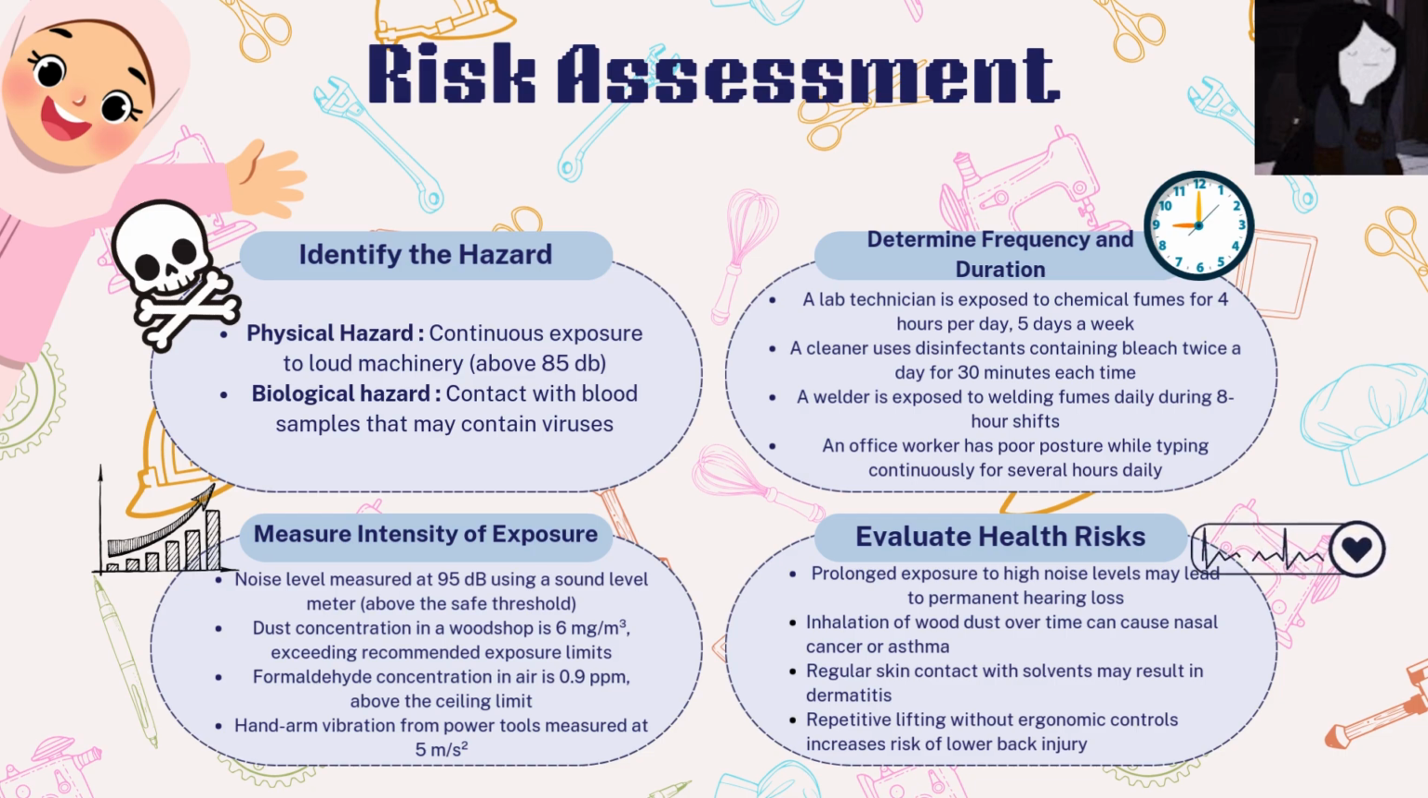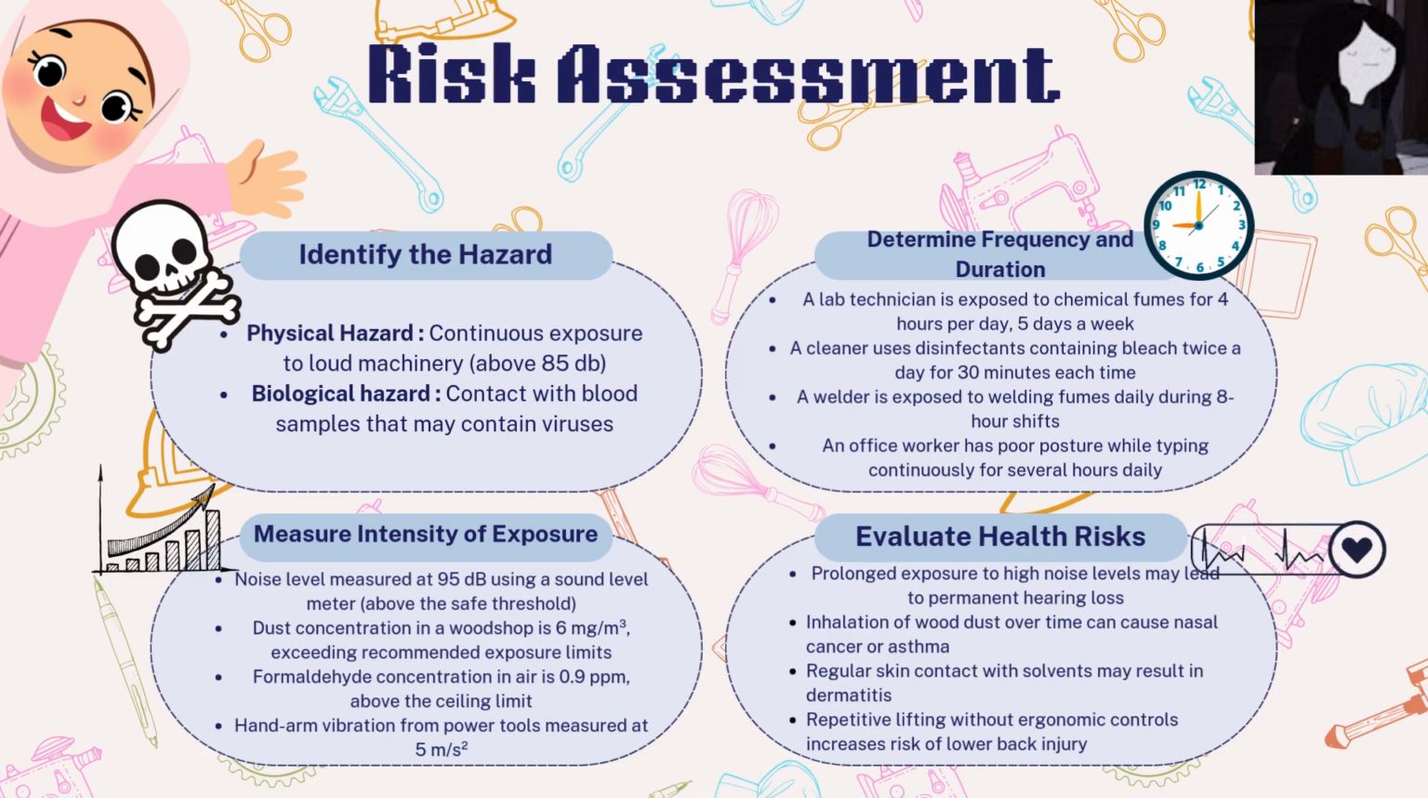Now, let's look at how we conduct a risk assessment. This process involves four essential steps. Number one, identify the hazard. First, we determine what hazard exists. This can be a physical hazard, like continuous exposure to loud machinery, anything over 85 decibels. Or a biological hazard, such as contact with blood samples that may contain viruses.